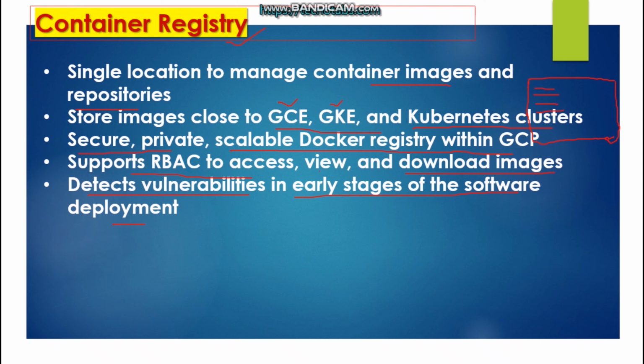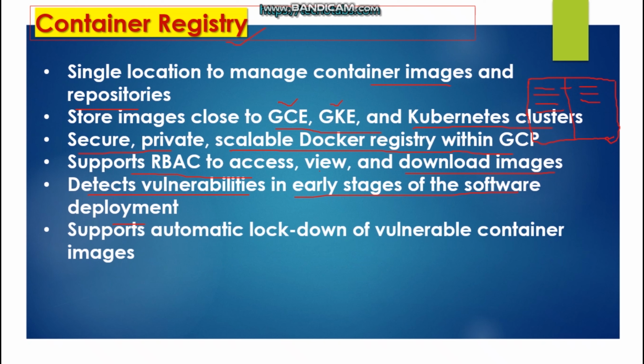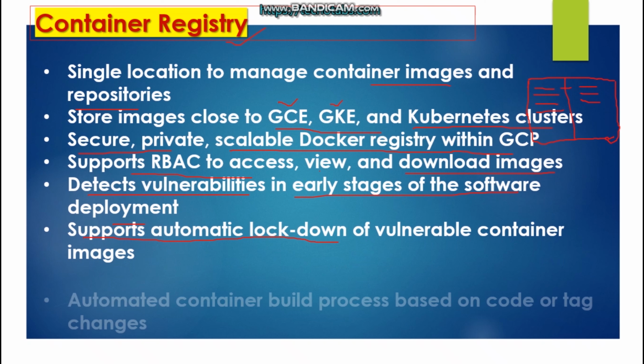So once your image comes in here, a background check is performed on this particular image, and if it is vulnerable, it will be marked as red and it will not be provided in the next step, or it cannot be moved to production. It will be locked out. So it supports automatic lockdown of vulnerable container images. If it finds any vulnerability, it will be locked down.